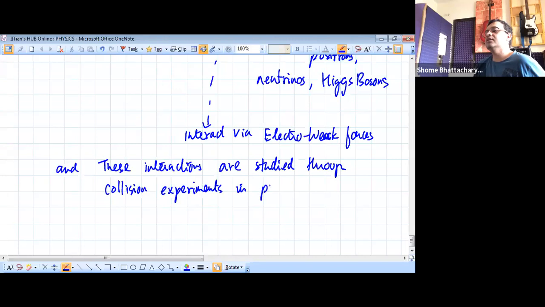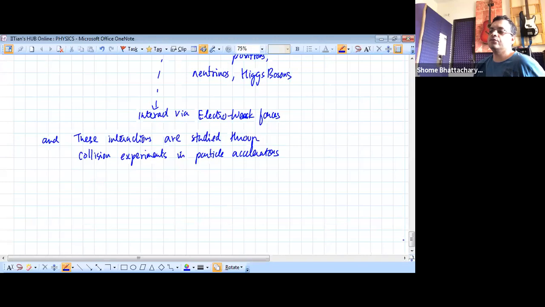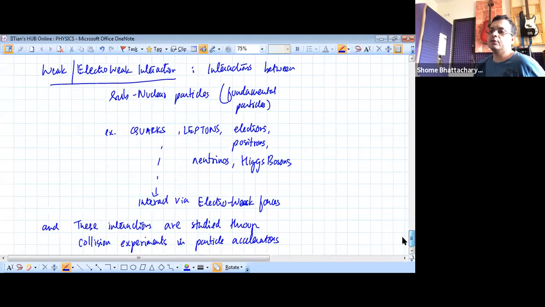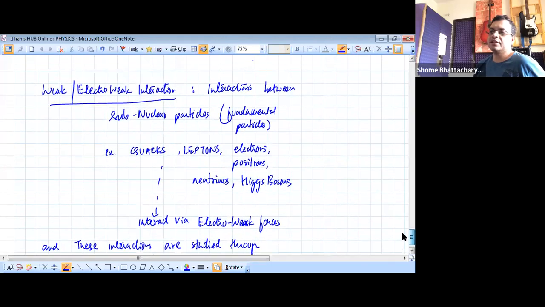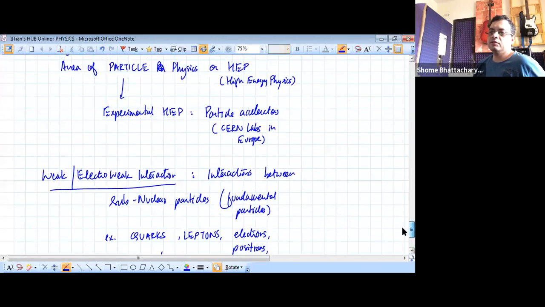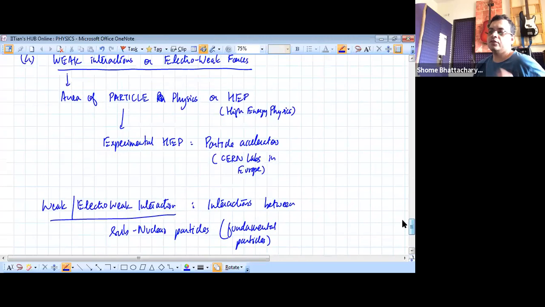In particle accelerators. Okay. So this is again more about your general knowledge. We won't be studying any part of electroweak forces. We won't be doing any discussion about electroweak forces or weak interactions at 11th-12th level physics. In fact, this is an area of research in physics. So you won't really be getting into it before you study at the PhD level or postgraduate level in physics.